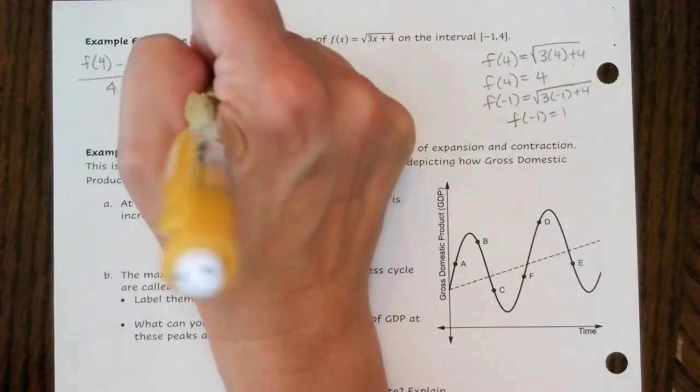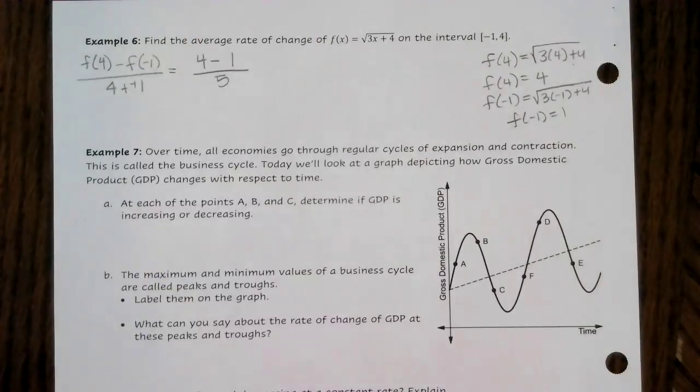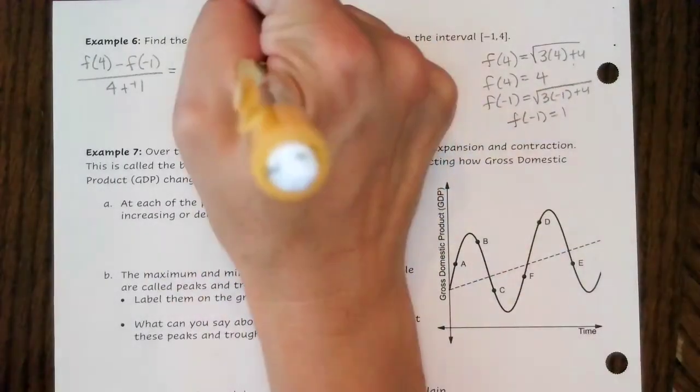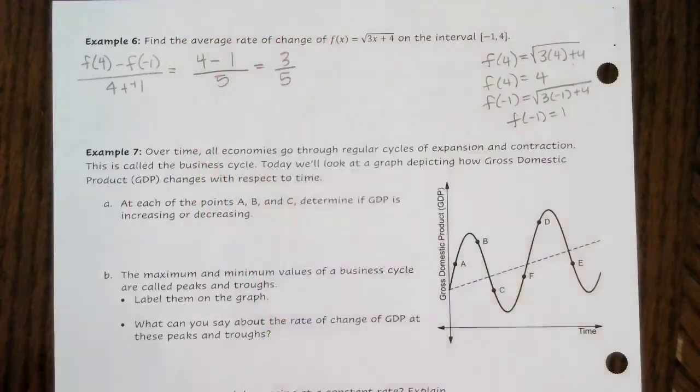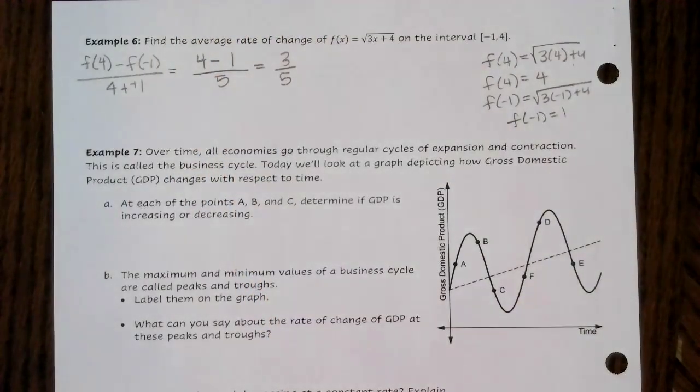These two signs cancel out. So that gives me a 5 there. 4 minus 3. I'm sorry, 4 minus 1 is 3, over 5. And so that would be our average rate of change right there, the 3/5.